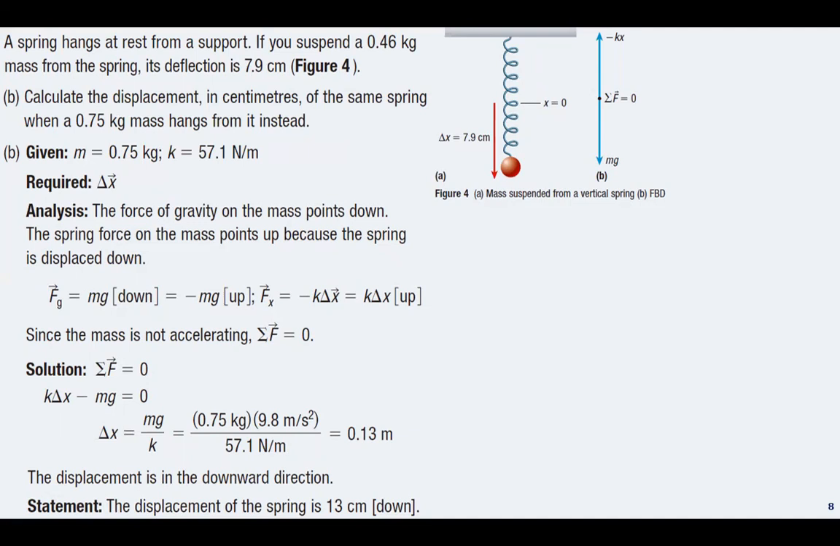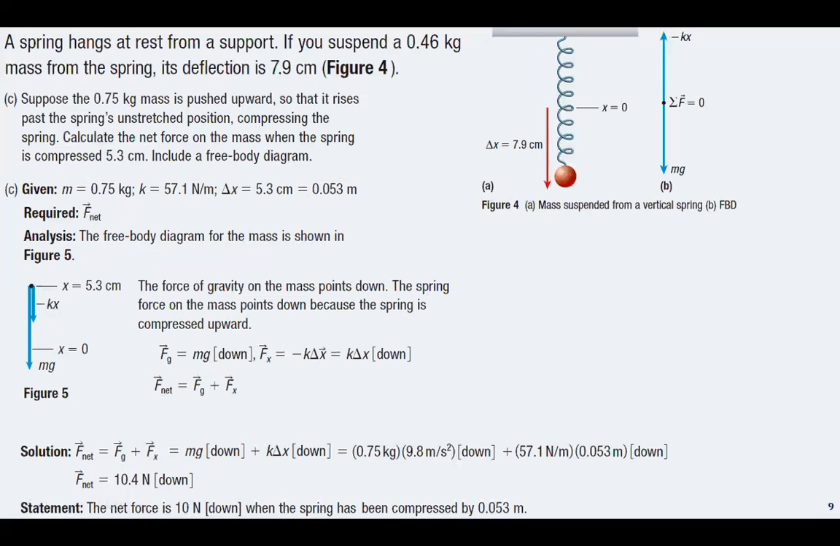Since the mass is not accelerating, again, we have net force equals 0. So that gives us kx minus mg equals 0, and delta x equals mg over k, which is about 0.13 meters. Any questions? So the displacement of the spring is 13 centimeters. Direction is down. Okay, question C.